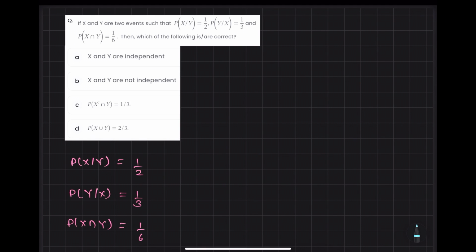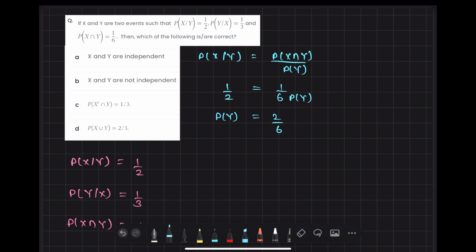So P of x given y means what? P of x intersection y first and then P of y. So P of x given y is 1 by 2, and P of x intersection y is 1 by 6, over P of y. So P of y equals 2 by 6. Now let's move on to the next part.